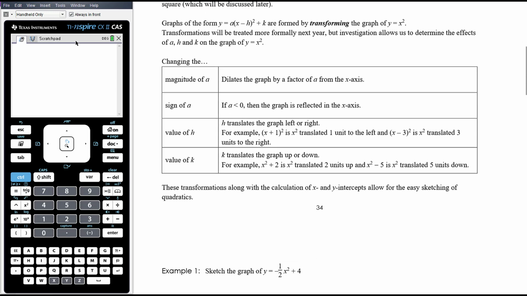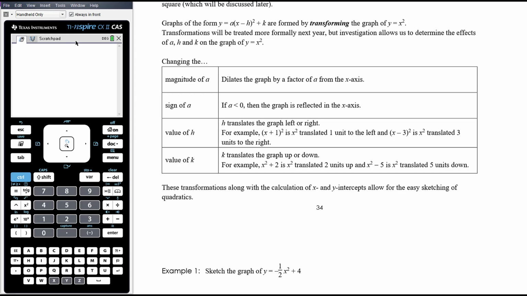Okay, so we've got our 4 possible transformations. 2 of them are connected to A. They're the first 2 things that happen to the graph. So the magnitude or size of A dilates the graph by a factor of A from the x-axis, so stretches it up or down. The sign of A, if A is negative, then the graph is reflected in the x-axis. The value of H translates the graph left or right.